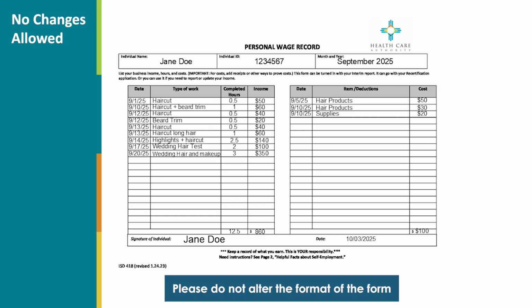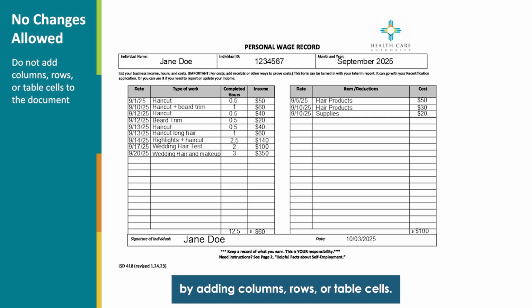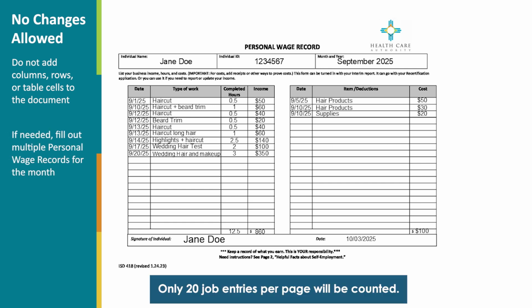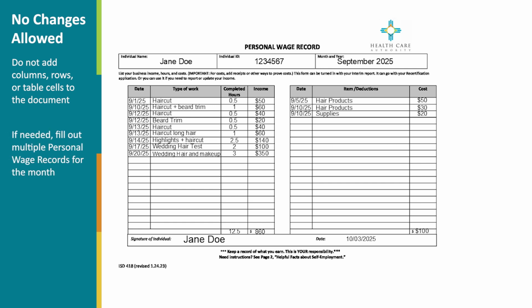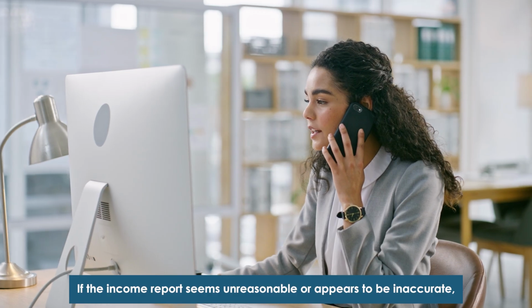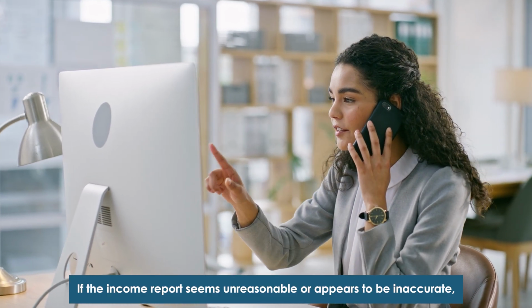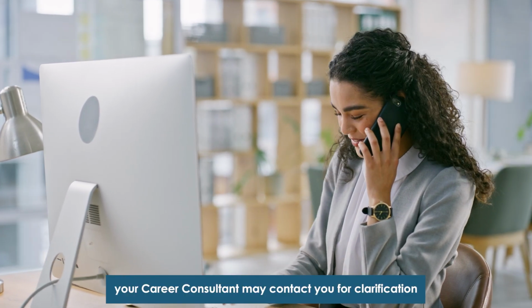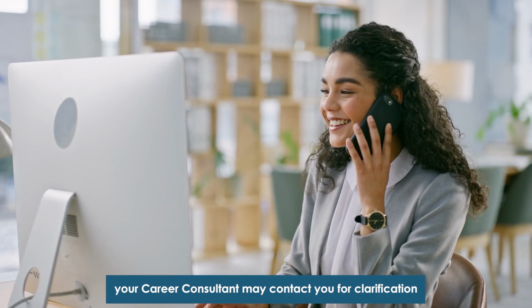Please do not alter the format of the form by adding columns, rows, or table cells. Only 20 job entries per page will be counted. If the income report seems unreasonable or appears to be inaccurate, your career consultant may contact you for clarification or additional verification.